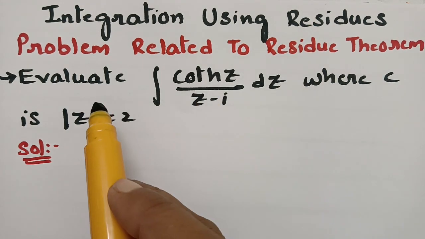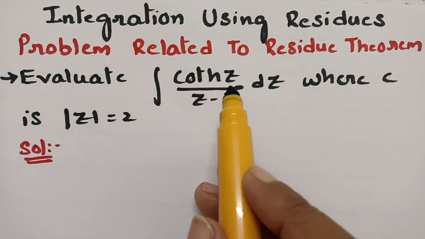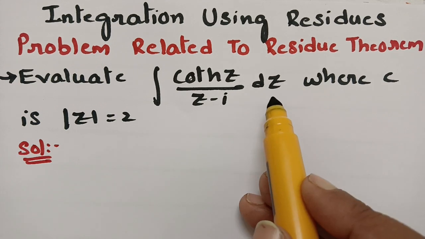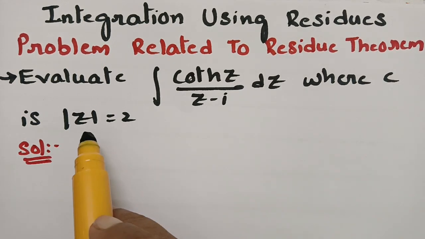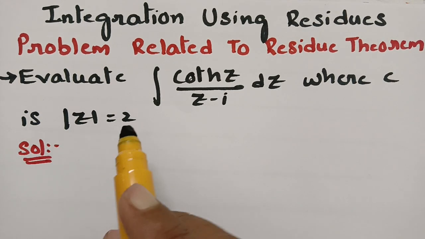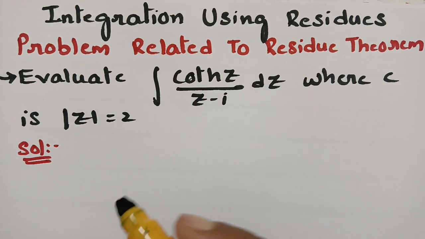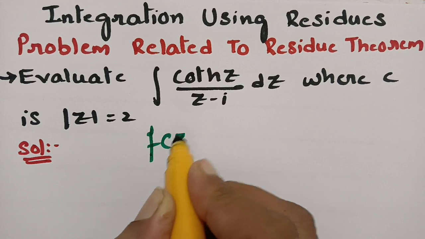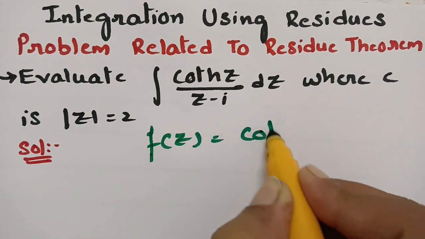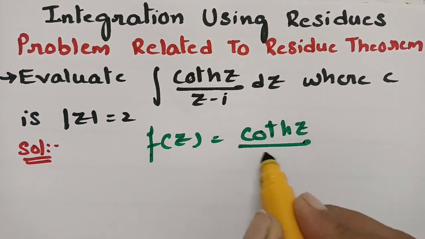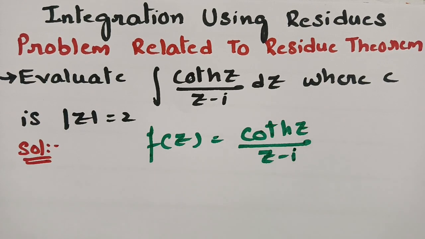In this video, we have to evaluate the integral of coth z by (z minus i) dz, where C is the circle |z| = 2. So here it is the integral of f(z) dz. Clearly, our f(z) is given as coth z by (z minus i).